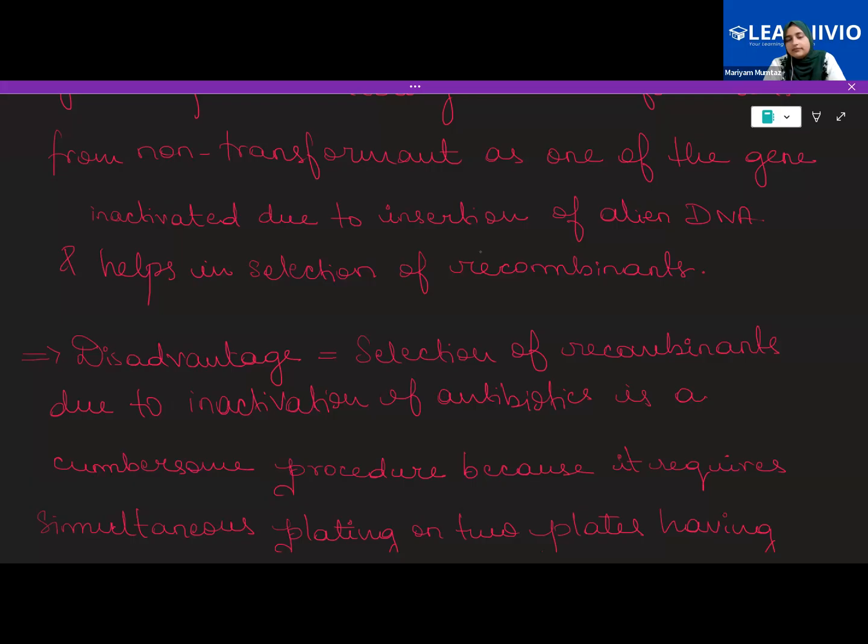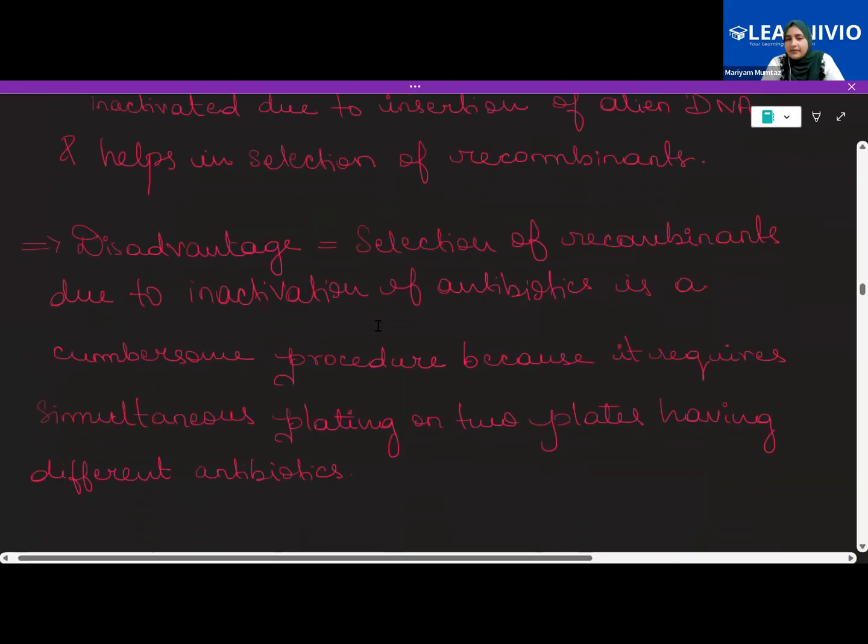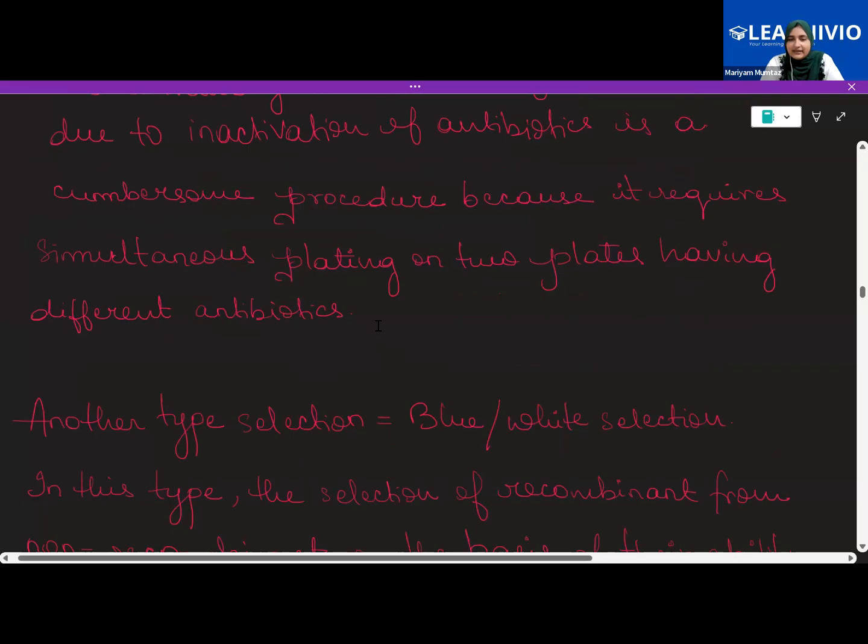As far as the research is concerned, you are concerned only with the transformant. You don't need the non-transformant. It will be useless. Understood? Now, the disadvantage of this particular process is that it is cumbersome. Why? Because you have to constantly plate it here and there.